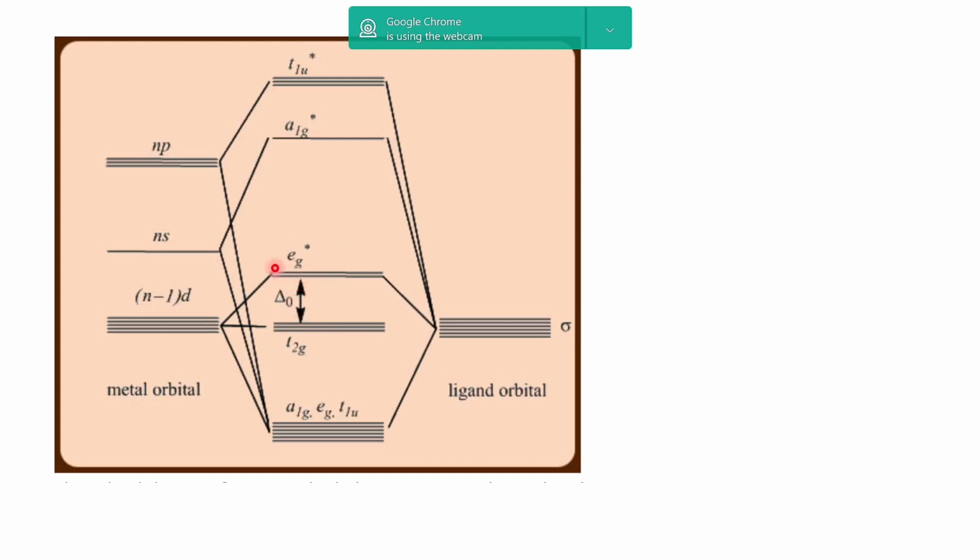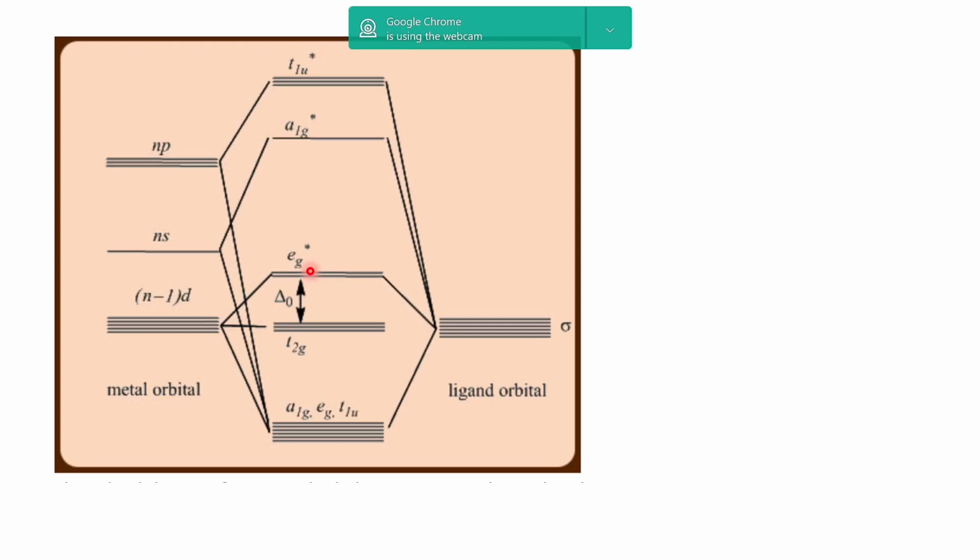And this Eg star is an antibonding orbital due to the interaction between the metal and ligand. There are two Eg levels, but the nature of those Eg levels is that they are antibonding. So whenever we have some electrons in the antibonding molecular orbital, it is not that stable, right? But in this case, the difference between this t2g and Eg splitting is very small, which means that this Eg star is not that strongly antibonding. This is said to be a weakly antibonding character.